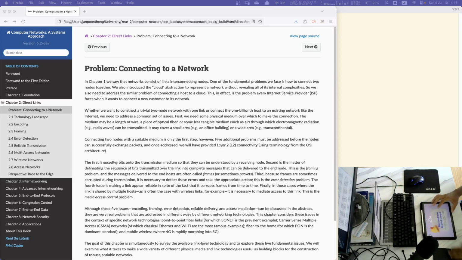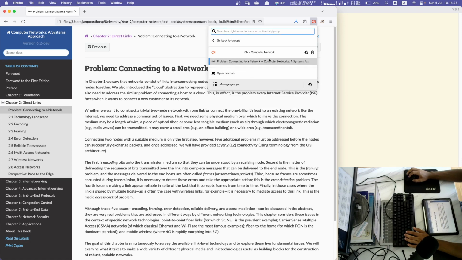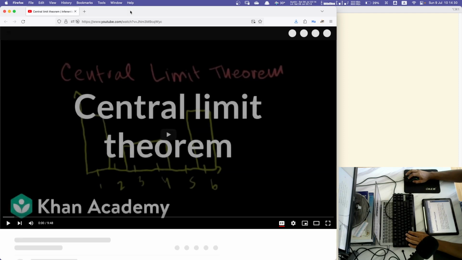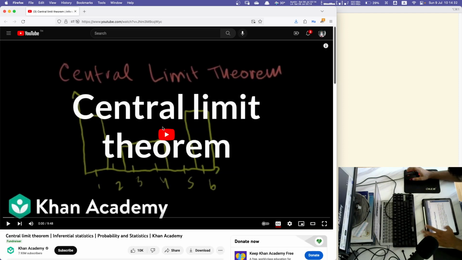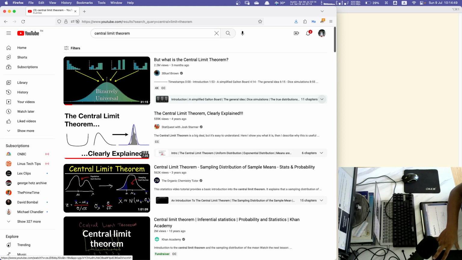Okay, so we're gonna study the central limit theorem. So we're gonna do mathematics. What is easily one of the most fundamental and profound concepts.